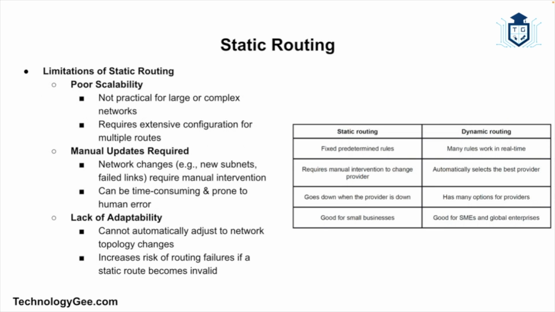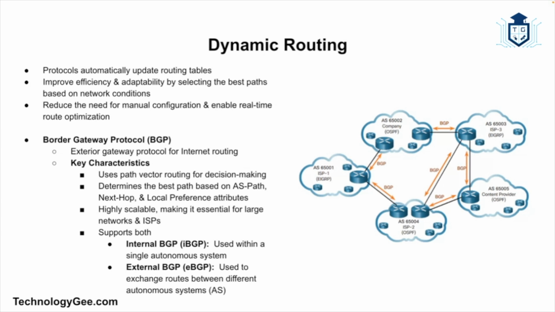And here are some of the limitations associated with it. It does not scale well for large networks. It requires manual intervention for updates, and it cannot adapt to network topology changes automatically. All right, so let's move on and talk about dynamic routing. Dynamic routing protocols enable routers to exchange information and update routing tables automatically. These protocols improve efficiency and adaptability by selecting the best paths based on network conditions.